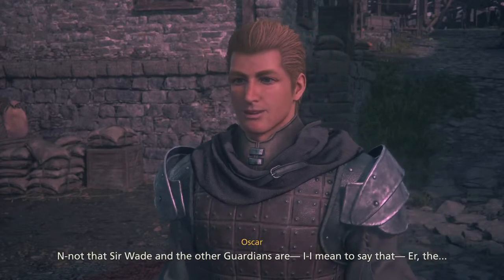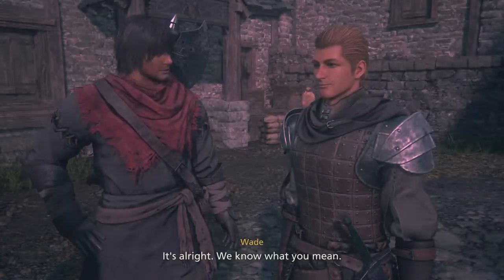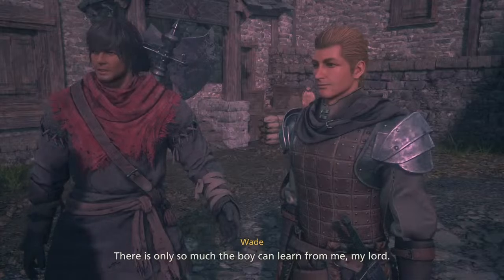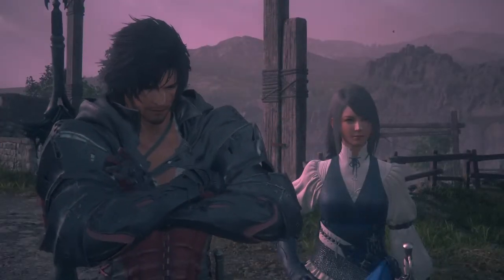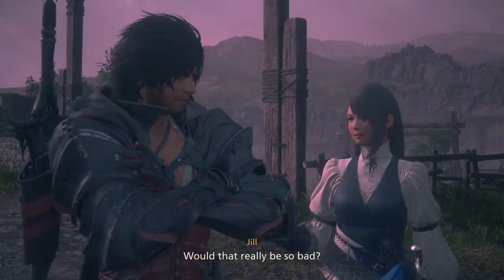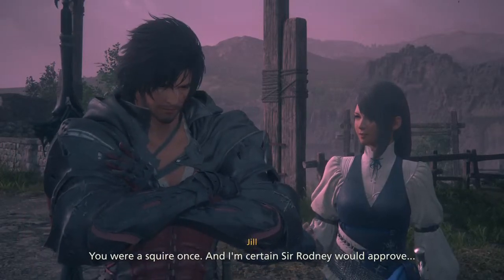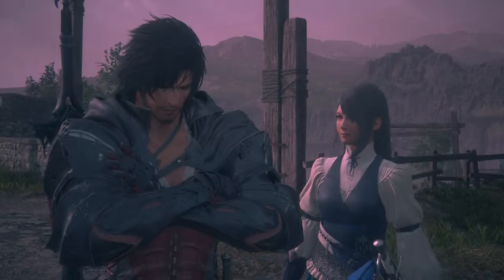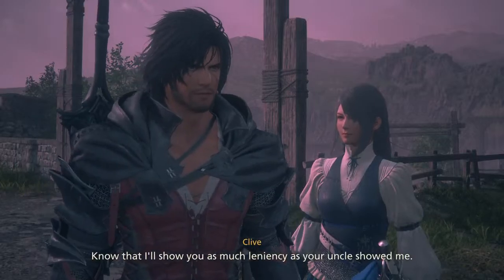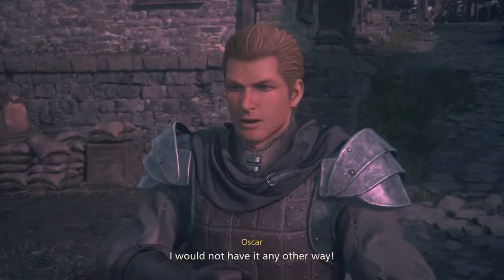Not that Sir Wade and the other Guardians are... I mean to say that, It's all right. We know what you mean. There is only so much the boy can learn from me, my lord. But a squire... Would that really be so bad? You were a squire once. And I'm certain Sir Rodney would approve. Know that I'll show you as much leniency as your uncle showed me. I would not have it any other way.